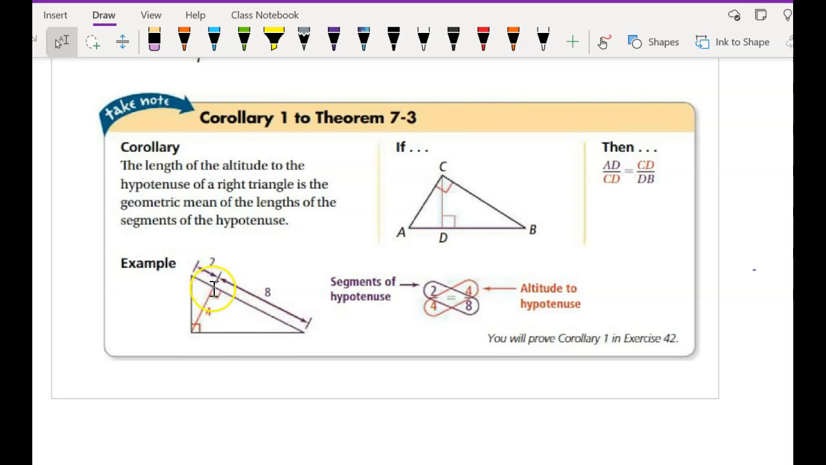So what is the geometric mean? It's 4. What is 4? 4 is the altitude of your larger triangle.